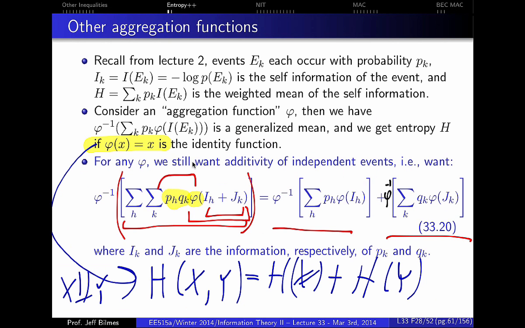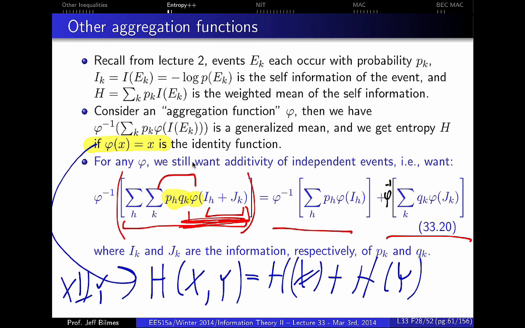And then that summation is saying that the events are independent. We're saying that when the probabilities of the events are independent, we want any information measure to be additive in this fashion. In the case when phi is the identity, since we get the entropy, we have that property. The entropy is additive for independent events. If we take some other arbitrary function phi and we apply it here, we're not guaranteed additivity.